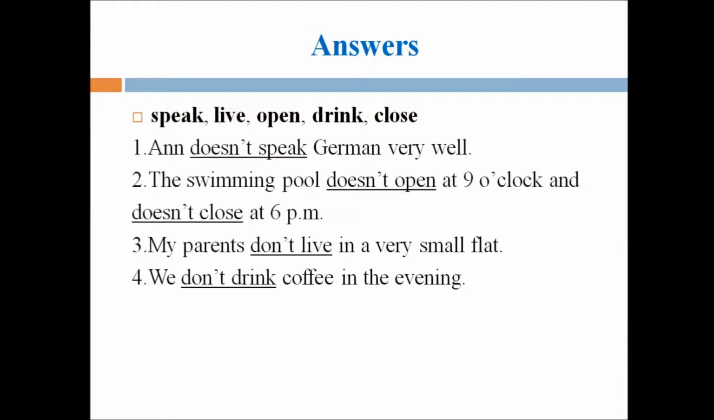Yes, you said Anna doesn't. Number 1, Anna doesn't, because Anna is the third person singular. Number two, the swimming pool is also the third person singular. The third person singular is used as the subject. The swimming pool can be represented by it. So it doesn't open. That's right. And then at 9 o'clock, and doesn't close. Doesn't close here refers to the swimming pool.